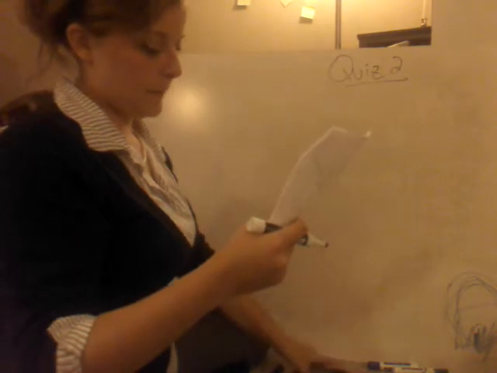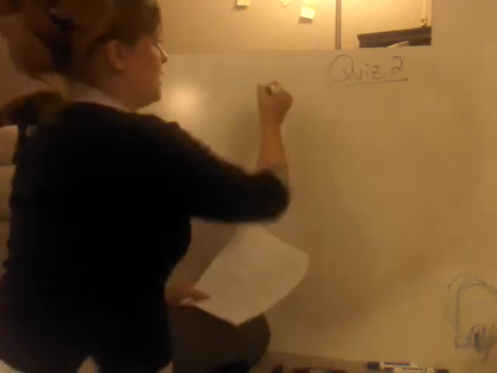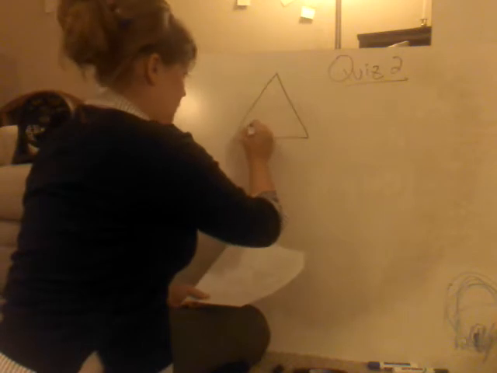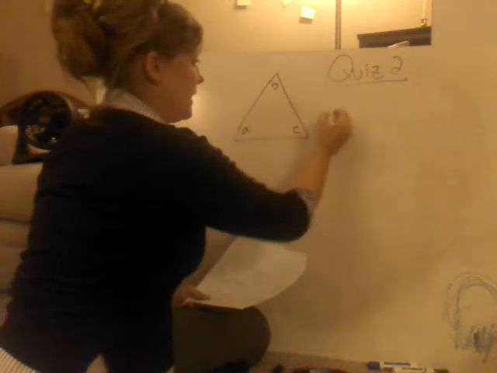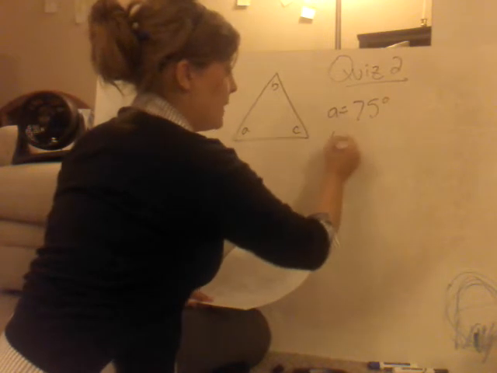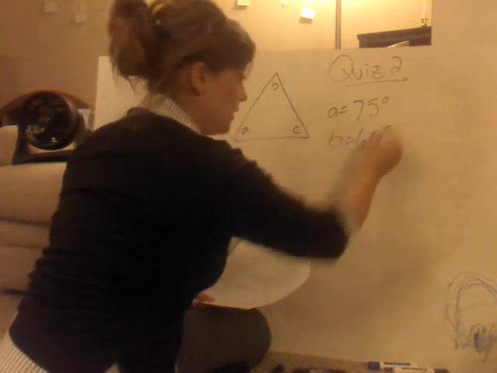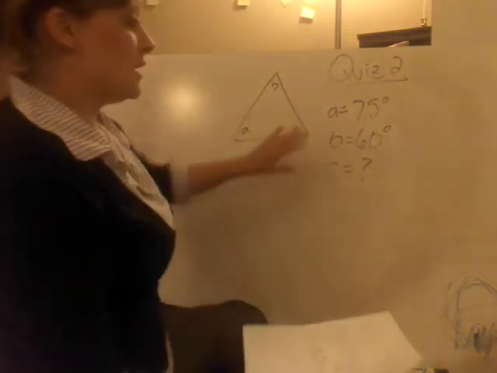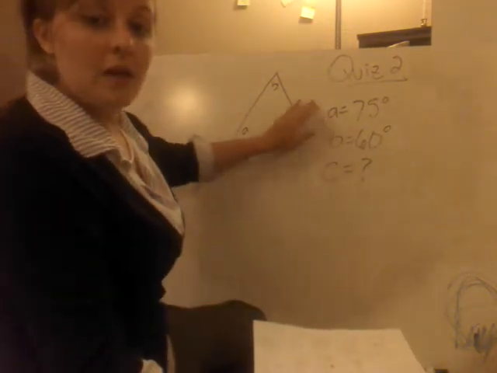Alright. Next up, number 12. I gave you a triangle. I told you that the angles were A, B, and C. That A is equal to 75 degrees. B is equal to 60 degrees. And find angle C. Okay? Now notice what I've given you. I haven't given you individual numbers.